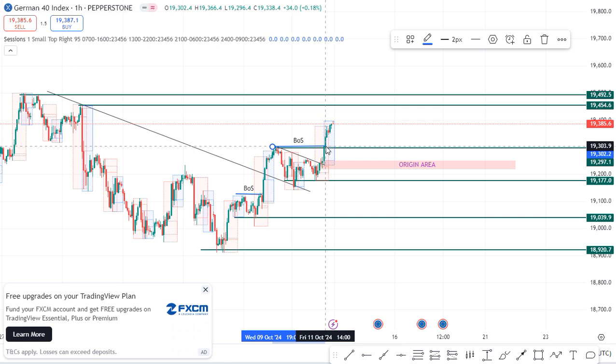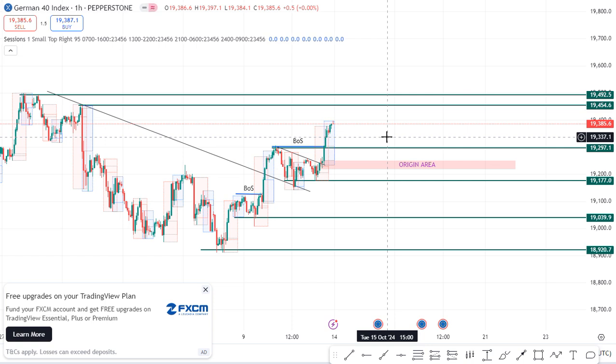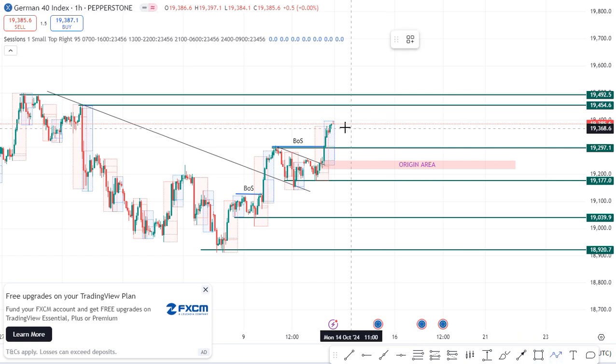I've explained that pattern in my previous video. You can just go back and check it again. But yes, this is what I expect on German 30 next week. We can either see the price coming to this area before we see a drop. After this drop, it's either this area or we can come in here, or might be somewhere here.